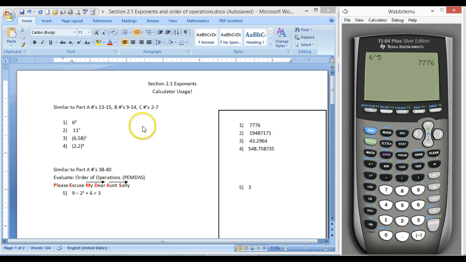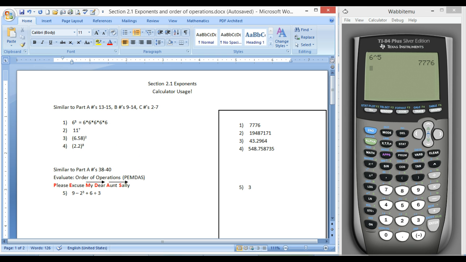Now just to give you a reminder, 6 to the 5th power is the same as saying 6 times 6 times 6 times 6 times 6. 1, 2, 3, 4, 5. Yep, all of those. So if you are not comfortable using an exponent button, you can go ahead and do it on these ones, but keep track of how many times you're multiplying it so that you don't get lost.